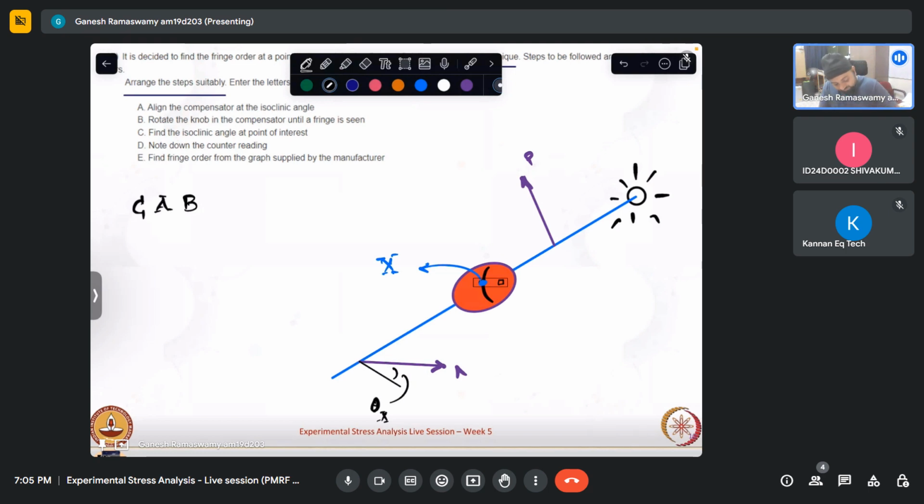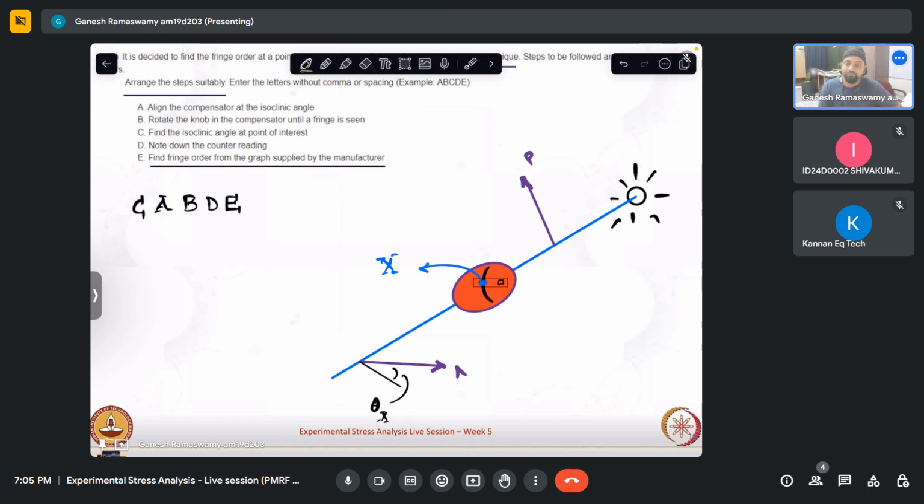Once we have done this, we have a reading in our equipment. We have the reading that is representative of some constant of some relation with the retardation brought about. And from there, we find out the fringe order from the graph supplied by the manufacturer. So this is step E. If we do it in this order, we'll be able to find what the retardation, or rather the fringe order, is at that point.